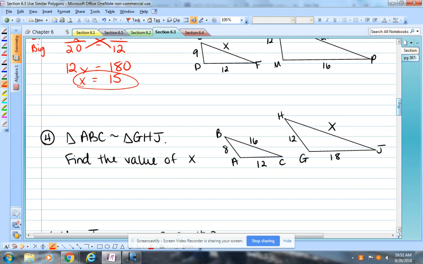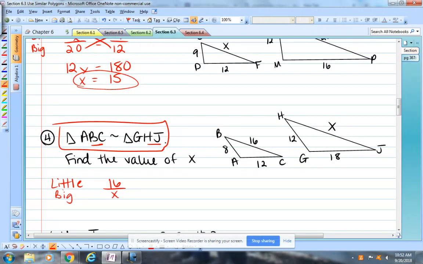What is the segment that x is on? HJ. Which segment in the little triangle does HJ correspond with? BC. And if you can't tell by your picture, use your similarity statement, okay? HJ corresponds to BC. So if I'm doing little over big again, it don't matter. You might want to use big over little because that's where X was. It don't matter as long as you're consistent: all the little stuff stays on the same row and all the big stuff stays on the same row. Does that make sense? So if I do little over big, I would say 16 over X. Does that make sense?